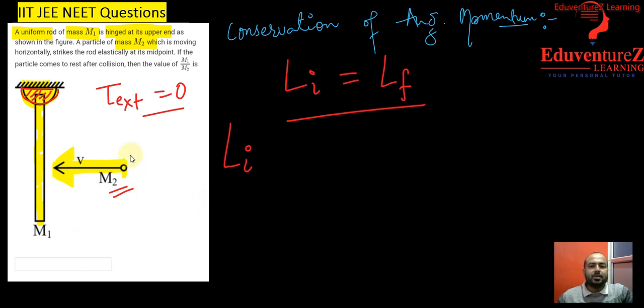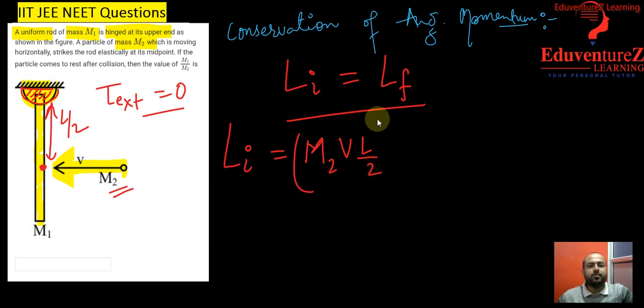So L initial is only for the particle and it will be mvr. So m into v into r. r is the point of collision. So this is the point of collision, the midpoint, so this one is L by 2. So m v into L by 2. This is the initial angular momentum.